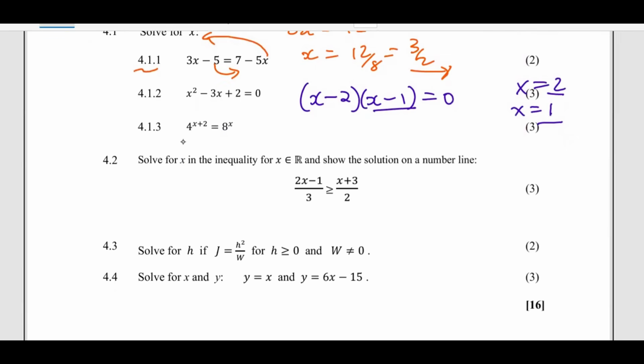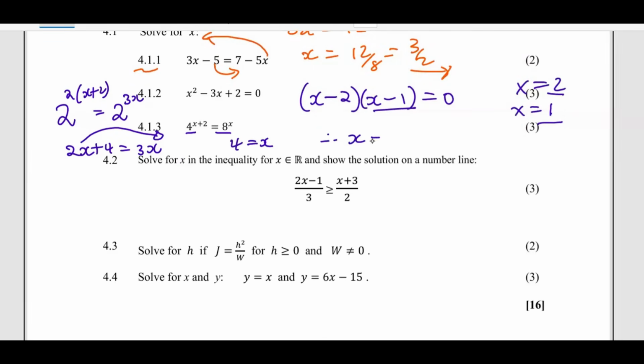And then 4.1.3, which is the exponential. With exponentials, create the same bases. So that is 2 squared to the power x plus 2, and this is 2 cubed to the power x. Drop the bases. 2x plus 4 equals 3x. Move this one to that side so that we have a positive x there. So 4 is the same as x. Therefore, x is 4.